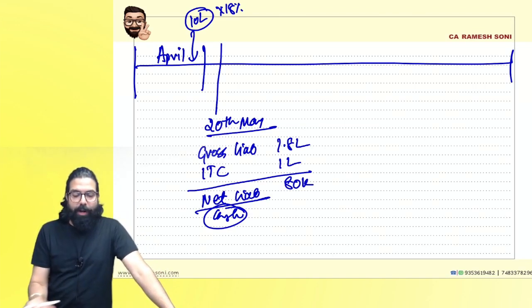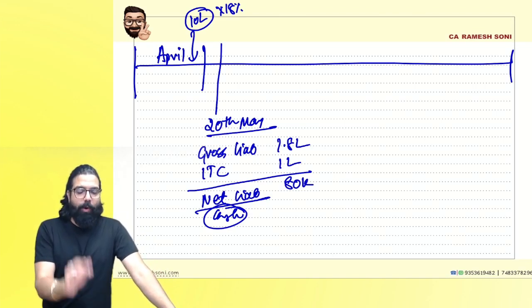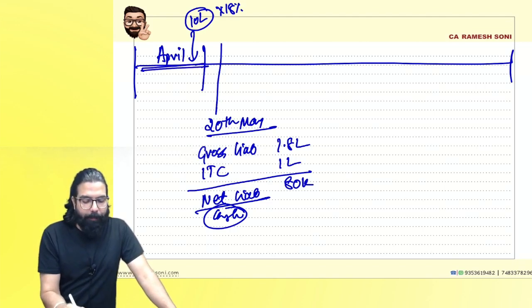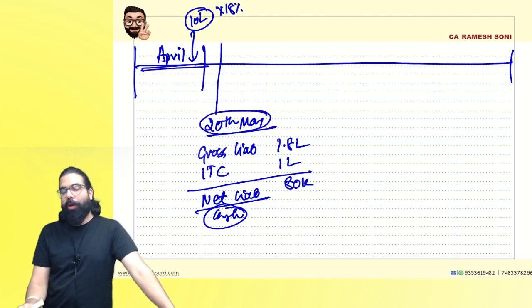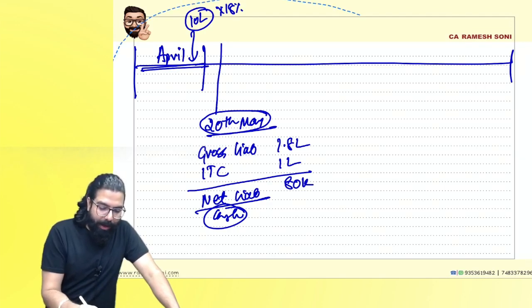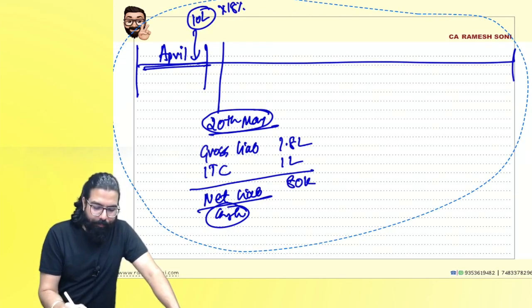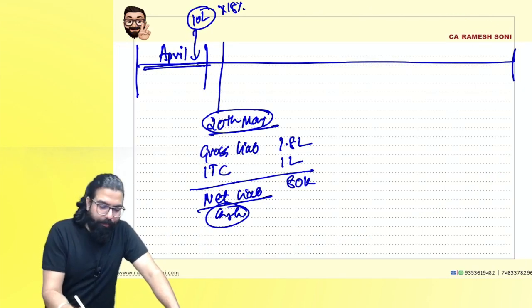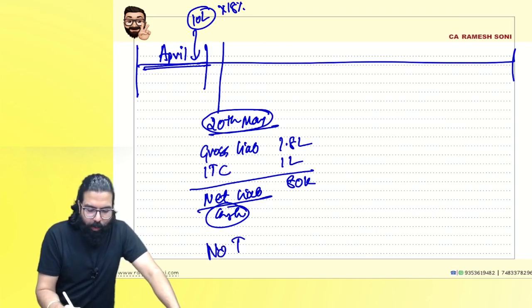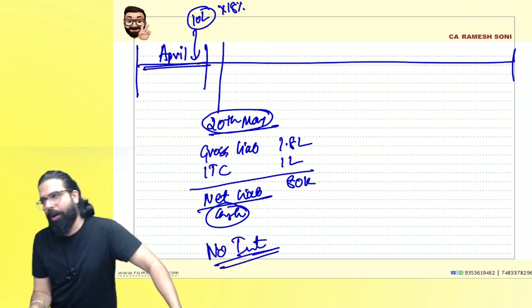Now listen to me very carefully. Do I have to pay any interest if I file my return for the month of April on 20th May? No. For an example, now I'll change. Here interest will be payable. Is interest payable here? Sir, no interest. Why? Because you have filed the return on time.